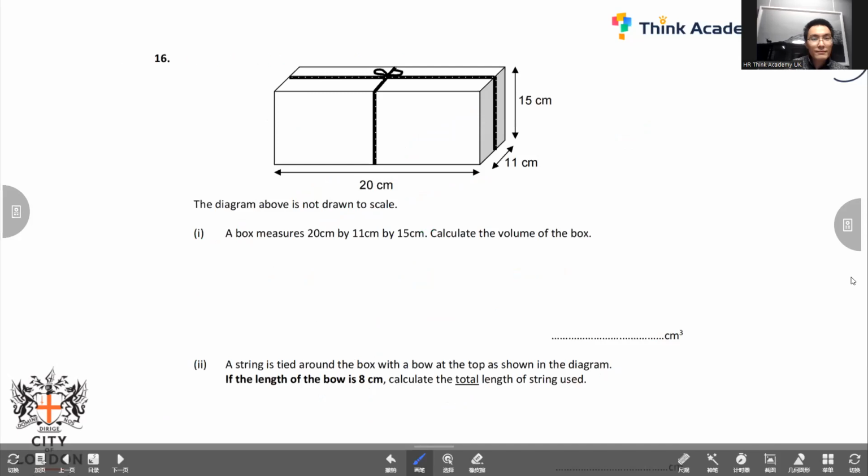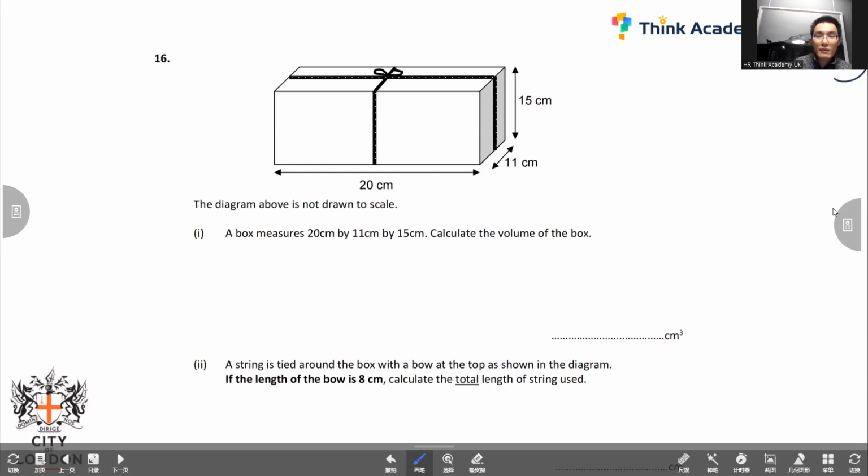Let's move on to question number 16. This one is an interesting question, especially with the second question. Question number 1. A box measures 20 centimeters by 11 centimeters by 15 centimeters. Calculate the volume of the box. So we have the 3 dimensions of this box, and actually we just learned it with lesson 5 in autumn term. 3D shapes, find the volume of a rectangular cuboid.